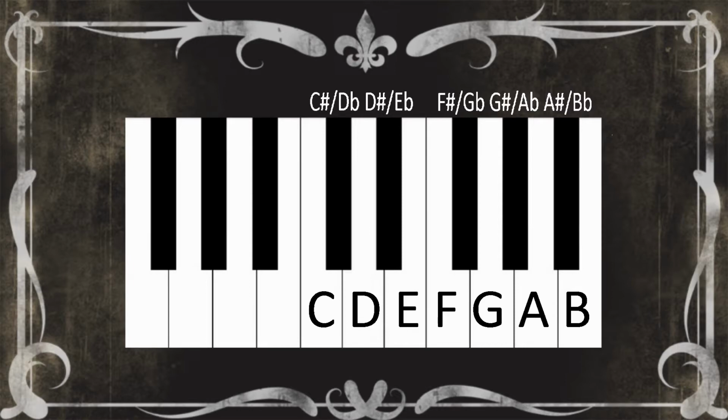Now you're going to do the same thing. Everybody, we're going to say the chromatic scale in flats. Let's say it together. C, D flat, D, E flat, E, F, G flat, G, A flat, A, B flat, B, C. Okay, to the piano, quick.